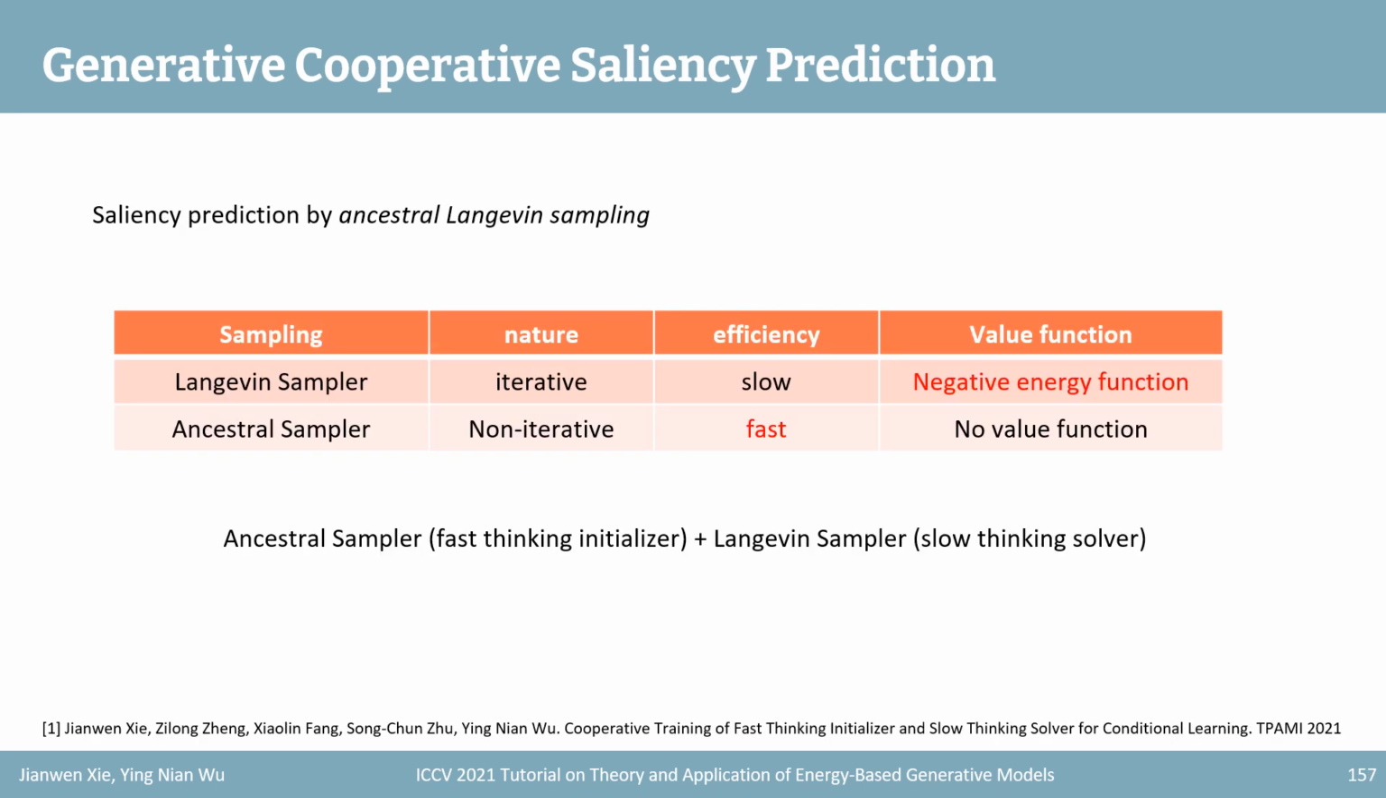The cooperative saliency prediction framework combines these two predictors and predicts the saliency of an image by a cooperative sampling strategy, where it first uses the coarse saliency predictor to generate an initial prediction by a non-iterative ancestral sampling, and then uses the fine saliency predictor to refine the initial prediction via iterative Langevin revisions to obtain the revised saliency map. This framework offers the best of both worlds.